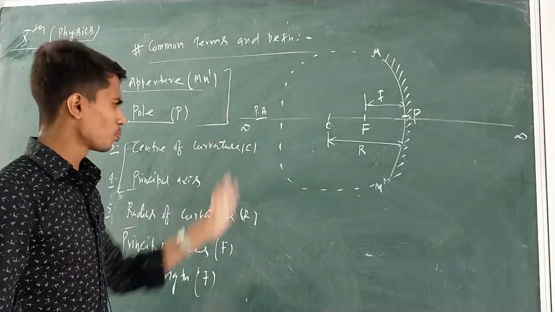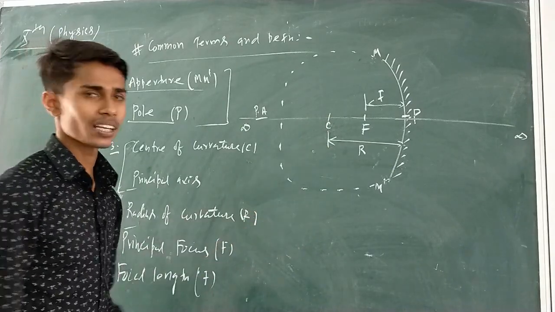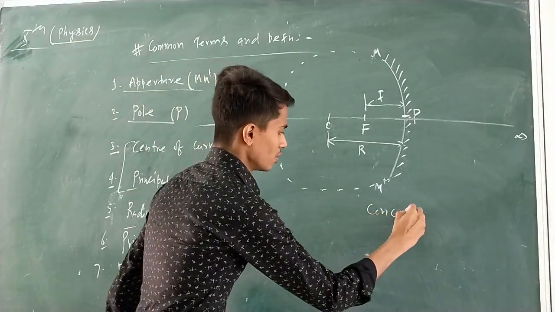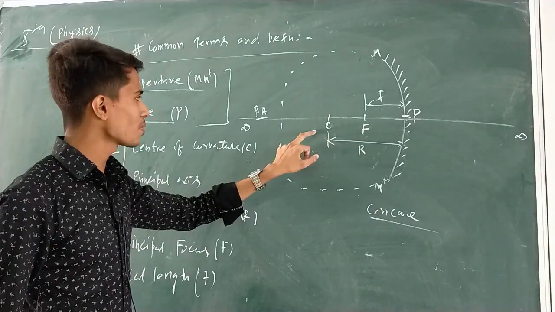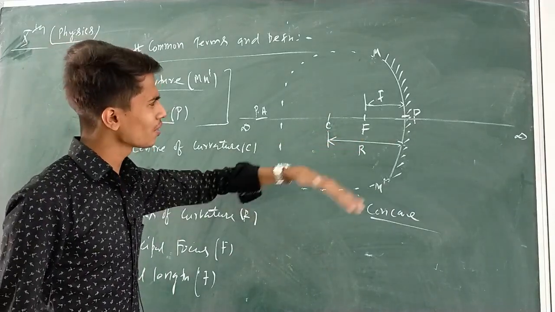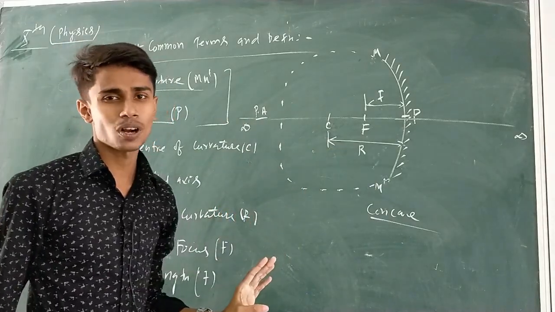Now all these points will be common, but there is a slight difference between concave and convex mirror. ये कौन सा mirror है? Concave. Now since this is a concave mirror, you are observing that the focus and the center of curvature all lie in front of the mirror. Now the same is not the case with the convex mirror.